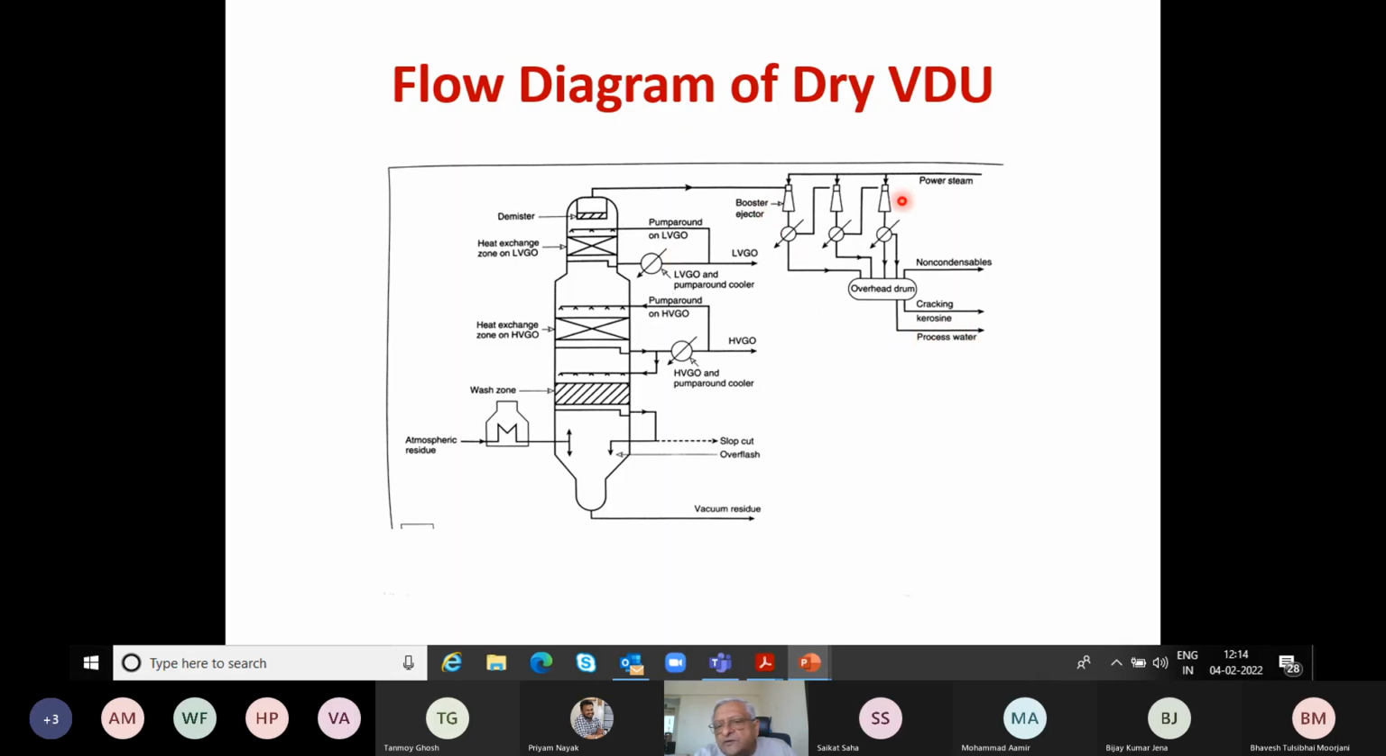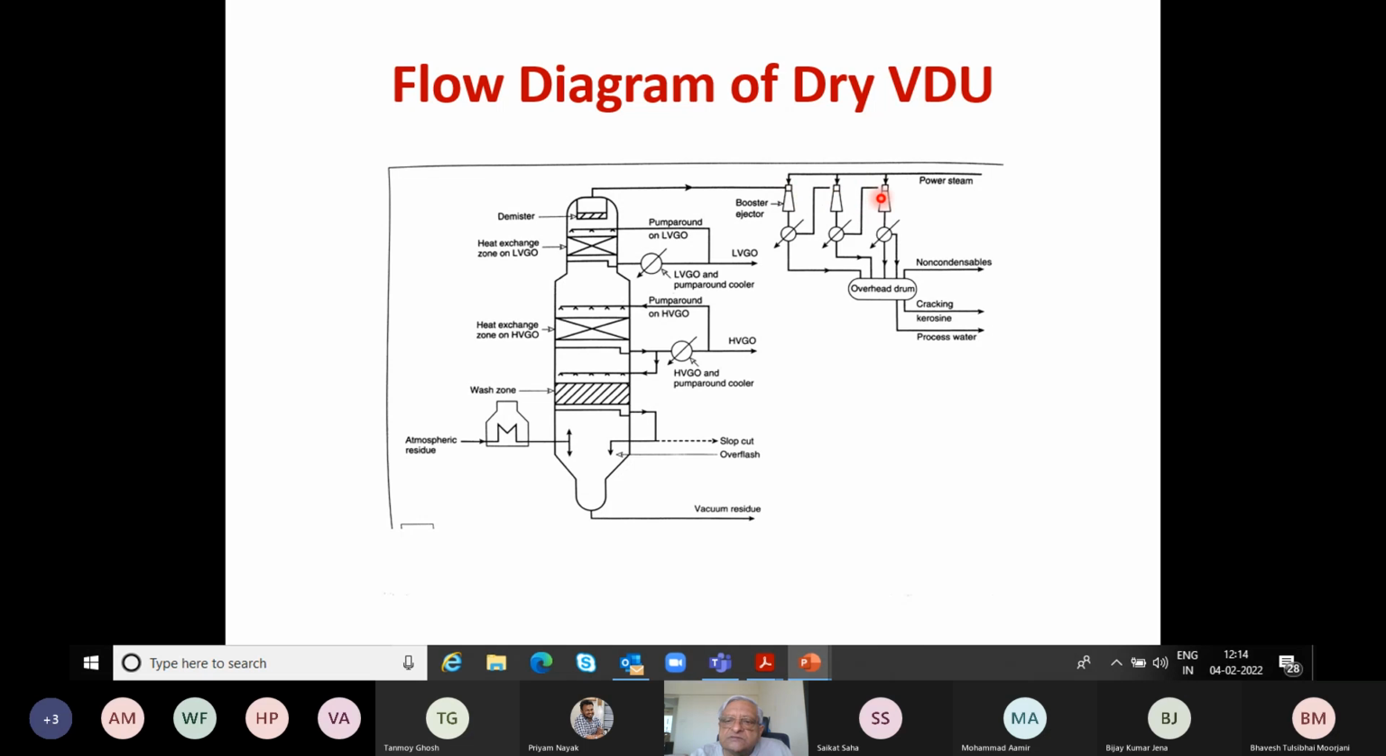When we talk about a three-stage steam jet ejector, what happens here is that it will create some vacuum, and this is the highest vacuum, and then the next is slightly lower vacuum, and the lowest vacuum.